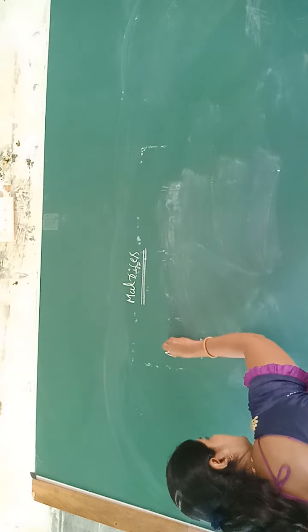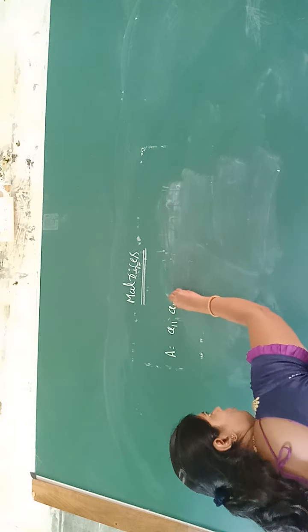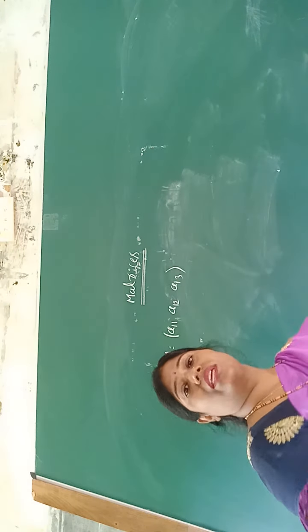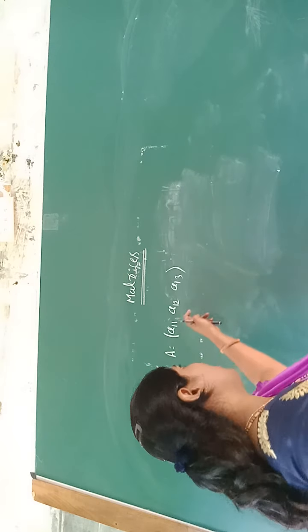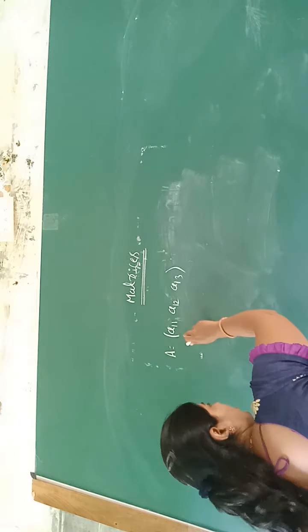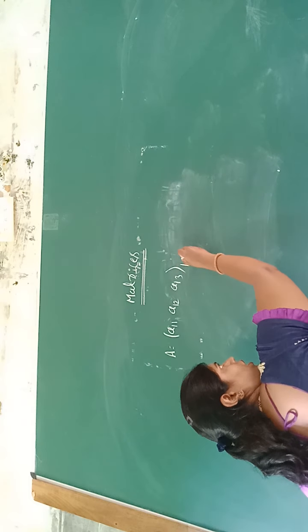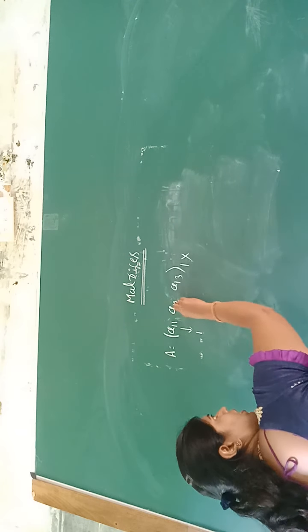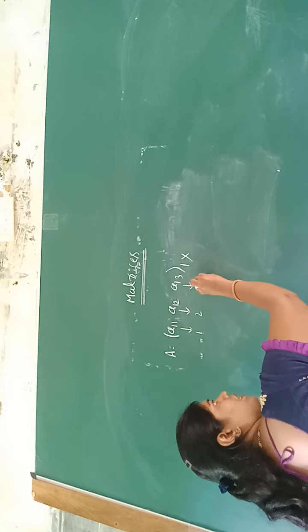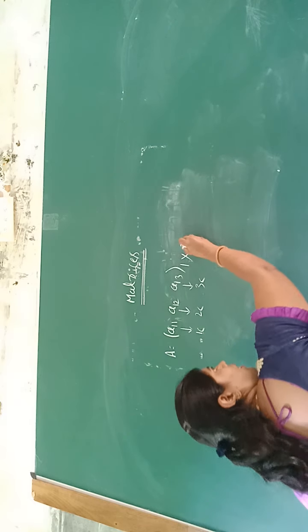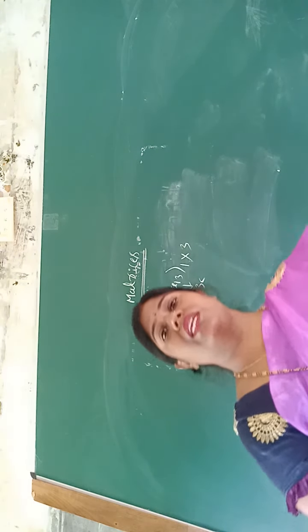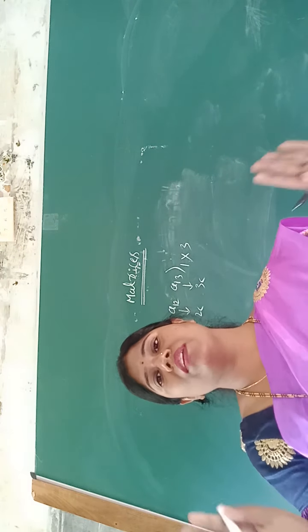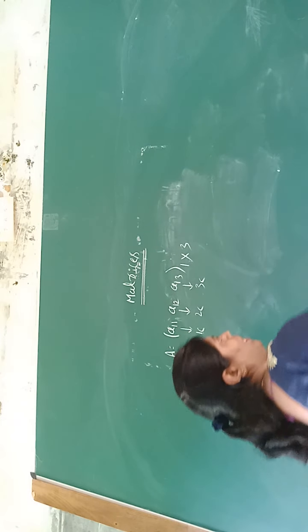Generally, A is equal to A11, A12, A13. It is also a matrix. How many rows here? There is only one row because it is forming only one horizontal line. How many columns? A11 is the first column, A12 is the second column, A13 is the third column. So there are 3 columns. The order of the matrix is 1 cross 3, or we can say 1 by 3.